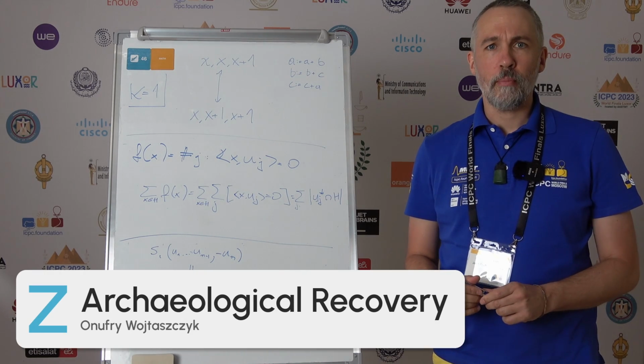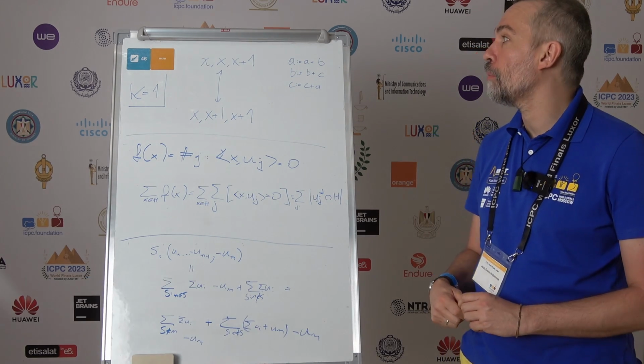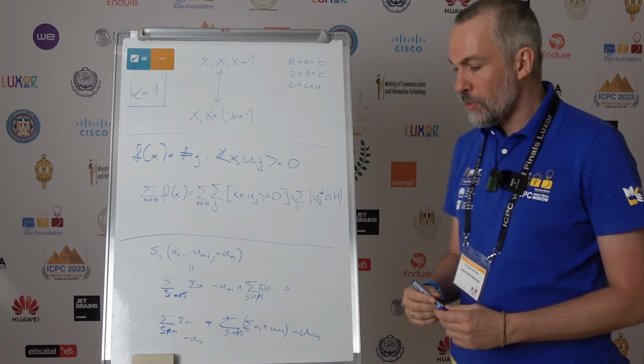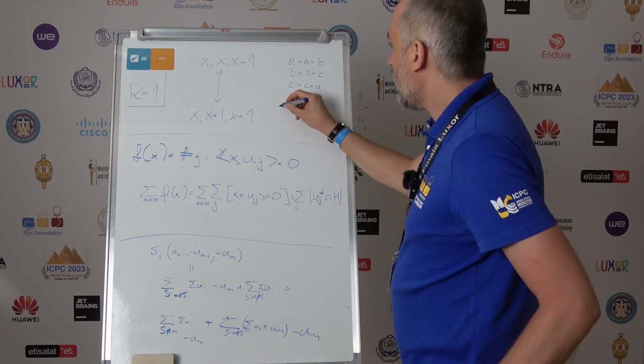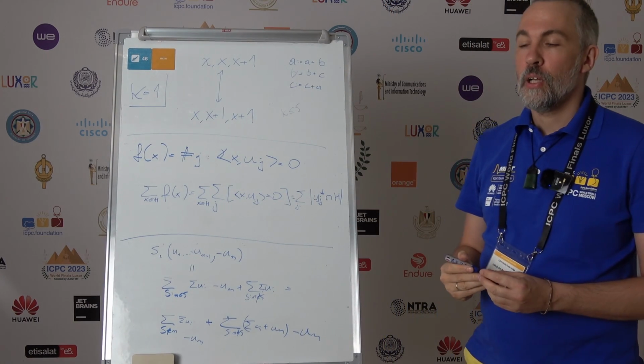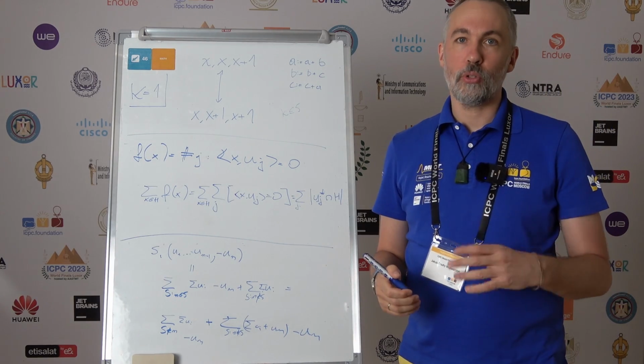I will be talking about problem Archaeological Recovery. This is by far the hardest problem of the 46th World Finals. In this problem we have K, which is up to 5, pyramids. And each of these pyramids is effectively a number 1, 2, or 3.